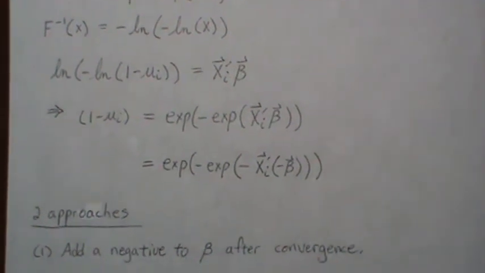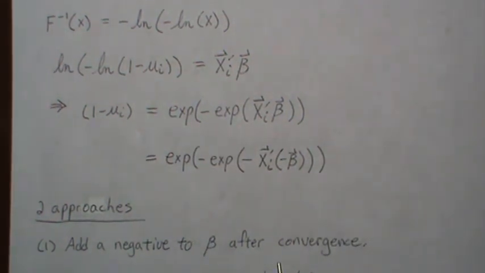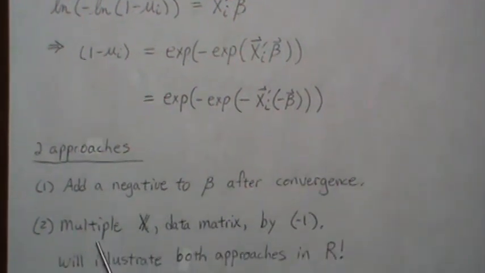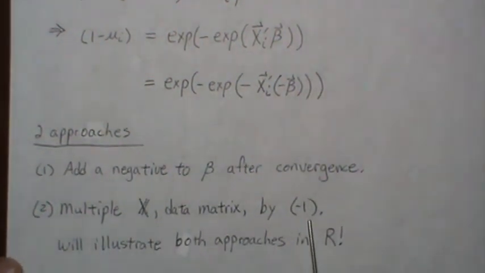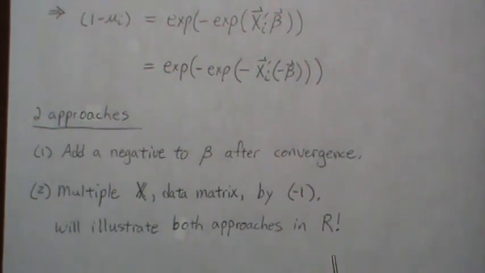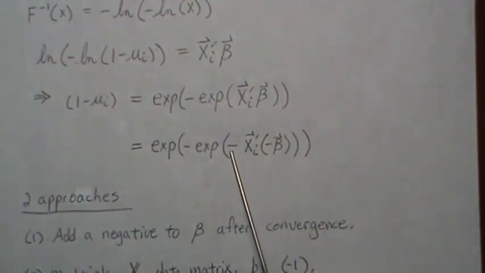So now what do we do? How do we handle it? There's really 2 approaches. In the approach that I use, we can just add a negative to the beta after convergence so we can match R and every other software. Or we can multiply the data matrix just by -1 and then run it. And we'll come up with what R has. And we'll illustrate both of these in R to make sure that it's fully understood. But that darn negative is so underappreciated in my mind in complementary log-log regression.